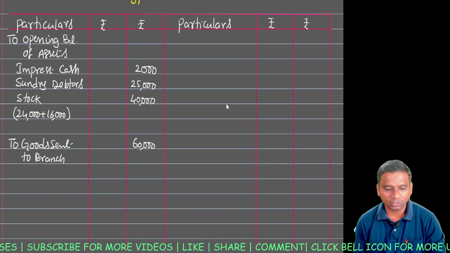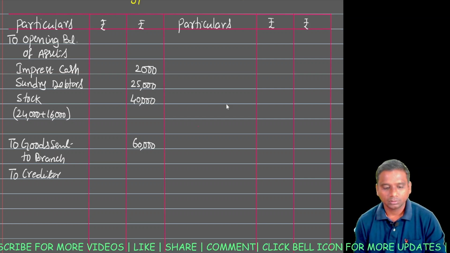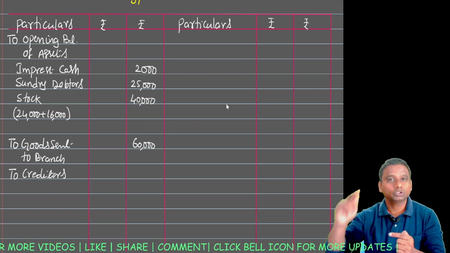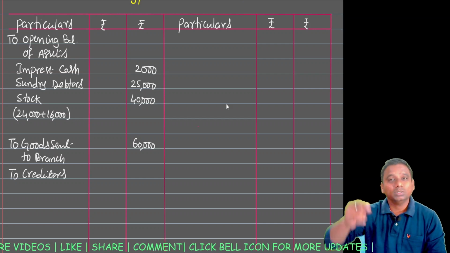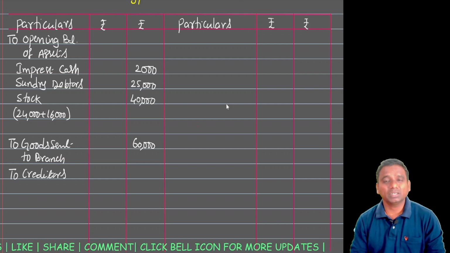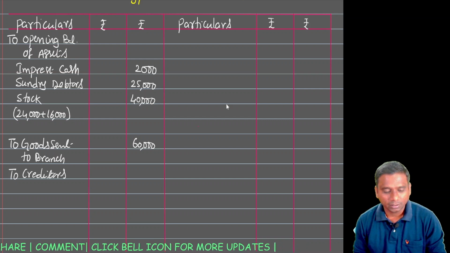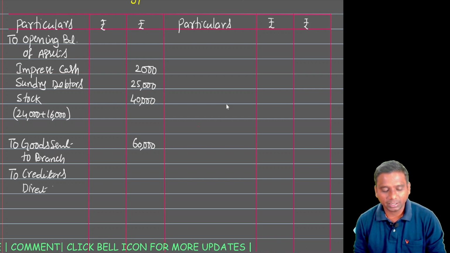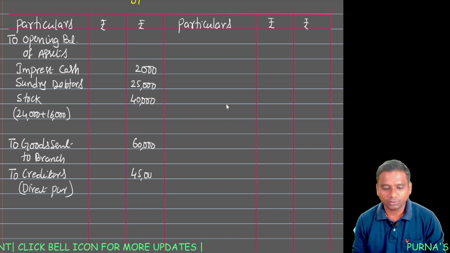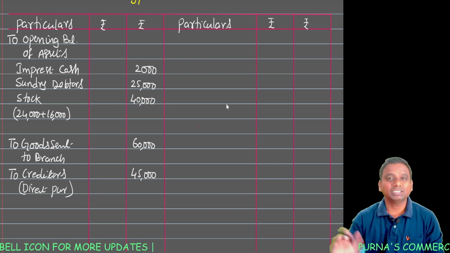Now goods are purchased by the branch directly. What is the entry? Branch account to debit, to creditors account. Who purchased goods? Branch. So branch account to debit. Now, they have not given whether we paid cash or not. Cash is paid by the head office, so we assume these are for credit. Direct purchases, how much? 45,000. That's it. Goods sent by head office, goods purchased by branch.